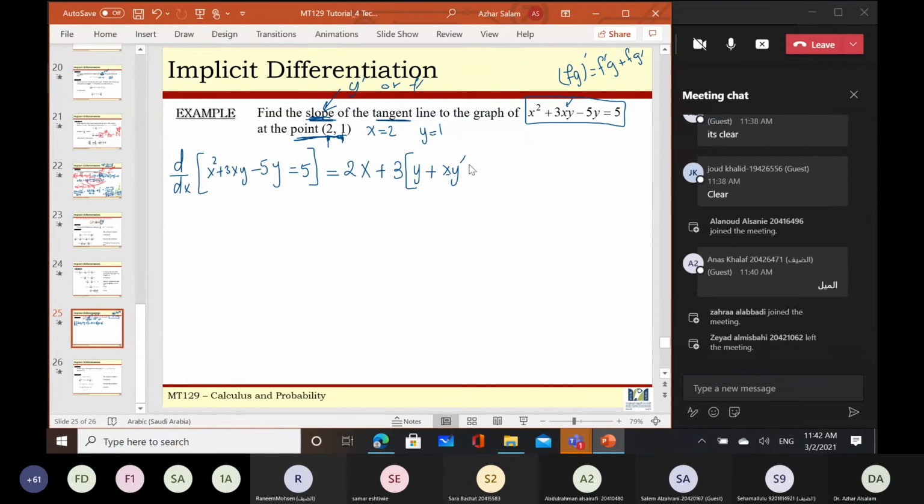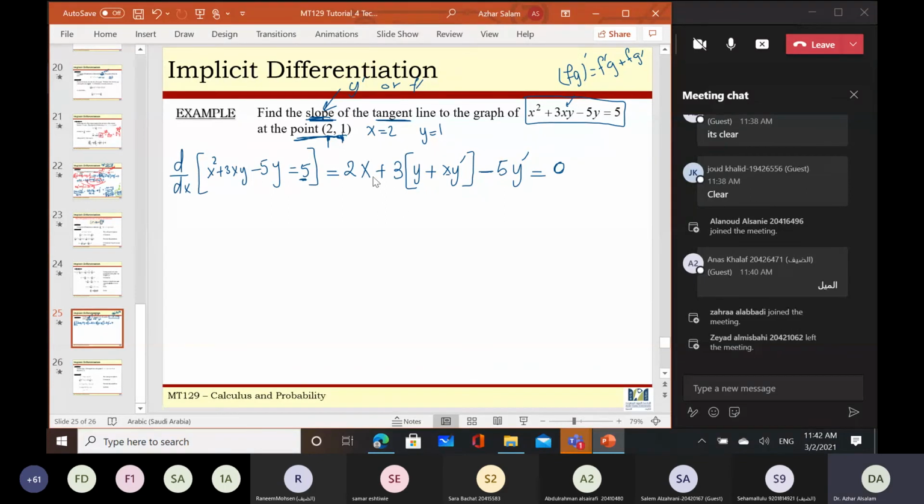Okay, and close the bracket. All of this multiplied by 3. Then minus 5 multiplied by the derivative of y, so immediately multiplied by y dash, equals 0. Okay, I differentiate 5 also. Do not leave 5. I have to differentiate it by 0.